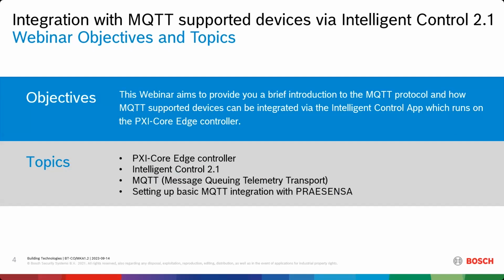So what will briefly be the topics that we run through? So first, what is again the PXI-Core Edge controller? What is Intelligent Control 2.1? And then we talk about MQTT protocol itself and how to set up a basic MQTT integration with some examples so that everything becomes a little bit more vivid.